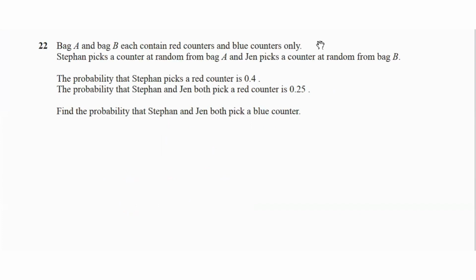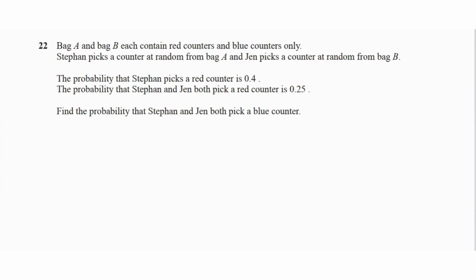Question 22 says, we have bag A and bag B. Each contain red counters and blue counters only. Stefan picks a counter at random from bag A and Jen picks a counter at random from bag B. The probability that Stefan picks a red counter is 0.4 and the probability that Stefan and Jen both pick a red counter is 0.25. Find the probability that Stefan and Jen both pick a blue counter.